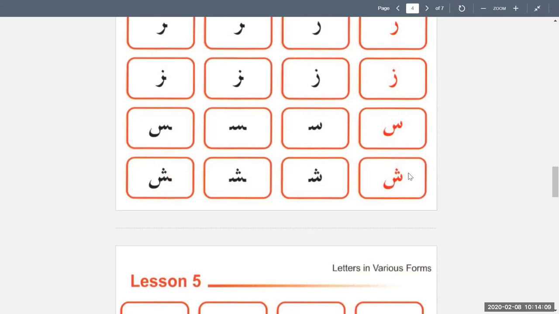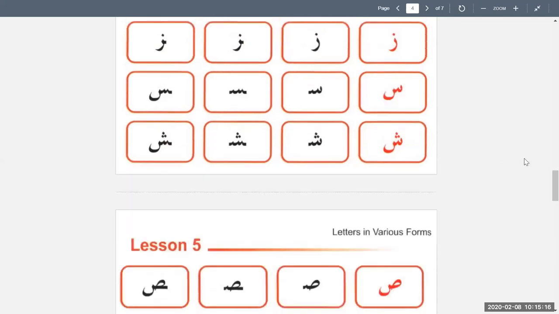So practice writing seen and sheen in all of its forms, and let me know when you're done. It was a little harder to do. You have to watch all those little scoops. Yeah, it is. And then trying to write it right to left is also hard, getting used to it. It takes time, that's for sure. This is seen and sheen. Okay, I'm done. Okay, I'm ready to move on.